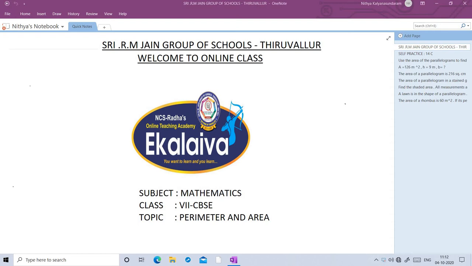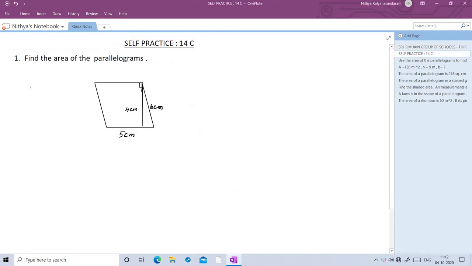Today we are going to see the topic perimeter and area in this self-practice 14C. Let's see the first question. Find the area of the parallelogram. So this is a diagram of a parallelogram. The base of the parallelogram is 5 centimeter. The height of the parallelogram is 4 centimeter. So we want to find the area of the parallelogram.